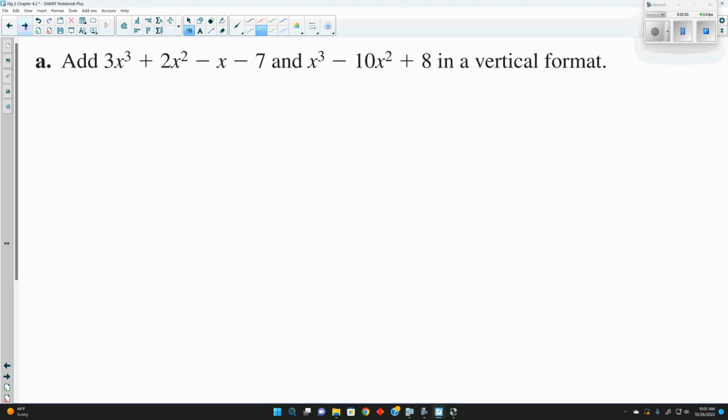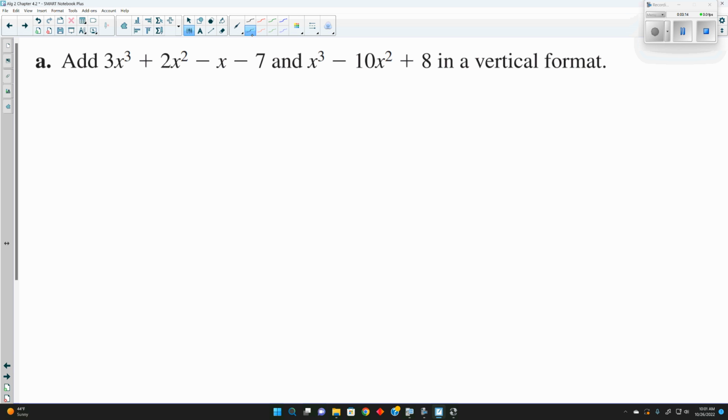What we're looking at today is operations with polynomial functions. So we're going to be looking at addition, subtraction, and multiplication. We will not look at division today. Now there's two ways we can add two polynomial functions. And the first one is vertically, up and down.